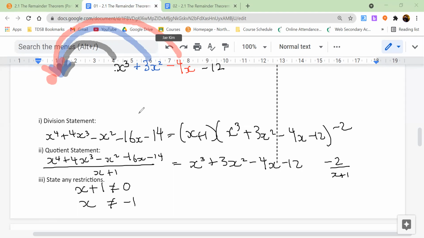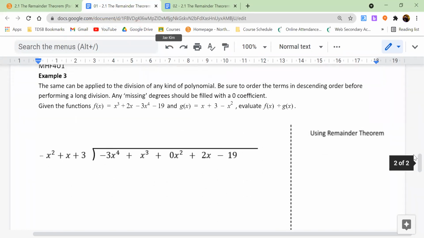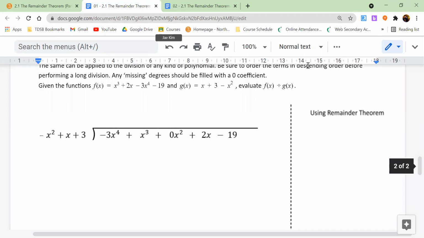But don't forget long division. All right, let's take a look at the final bit. This question, again, if you want to skip it, you can, but this does talk about one more thing. Please note that if a function is written not in descending degree, you have to rearrange it.